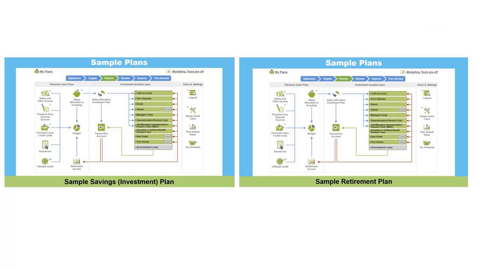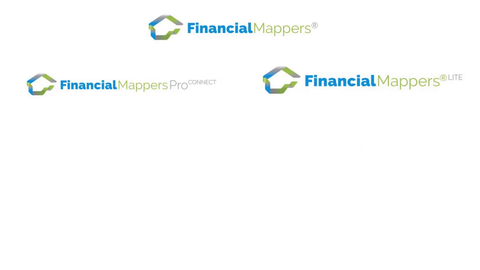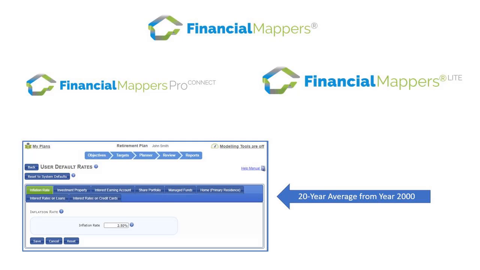For detailed explanations of the account types and how to use them, you should watch the sample savings and sample retirement plans first. Please note that some screenshots may vary depending on which Financial Mappers product you are using. If you are using Financial Mappers Pro or Financial Mappers Lite, then the company who provided access to the software will set the default rates.